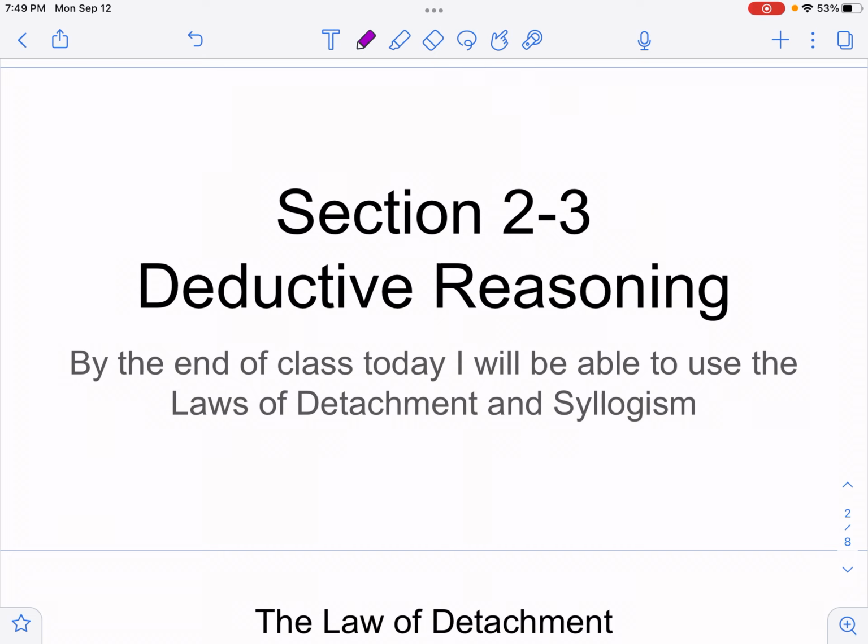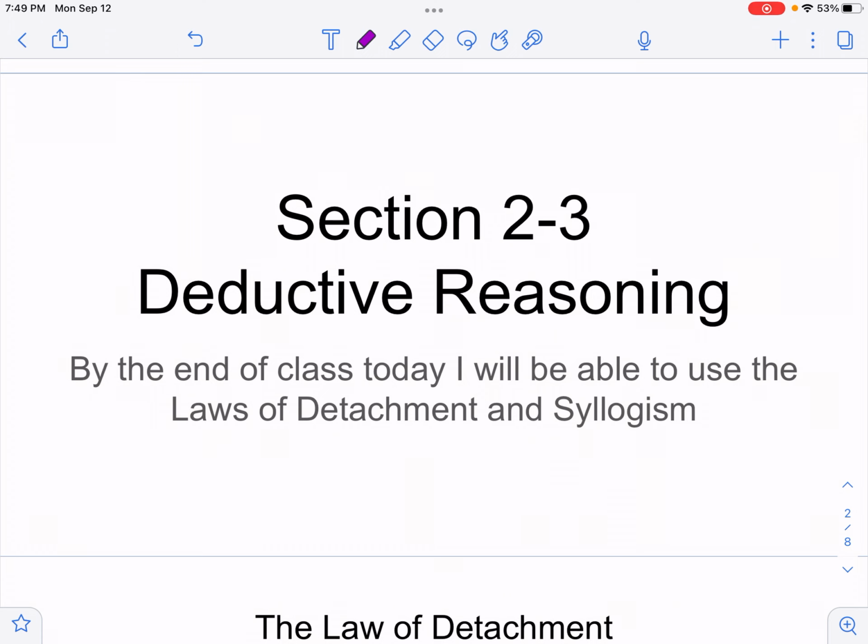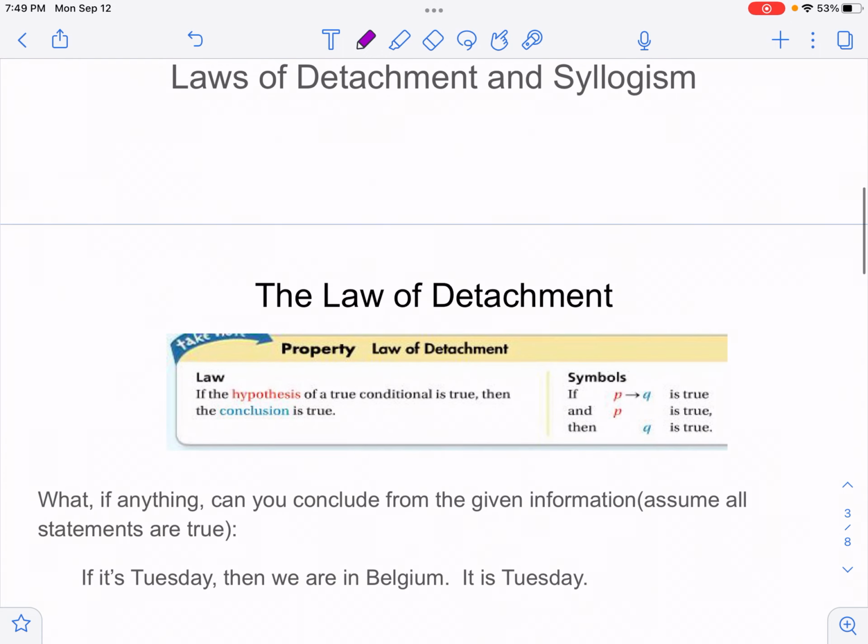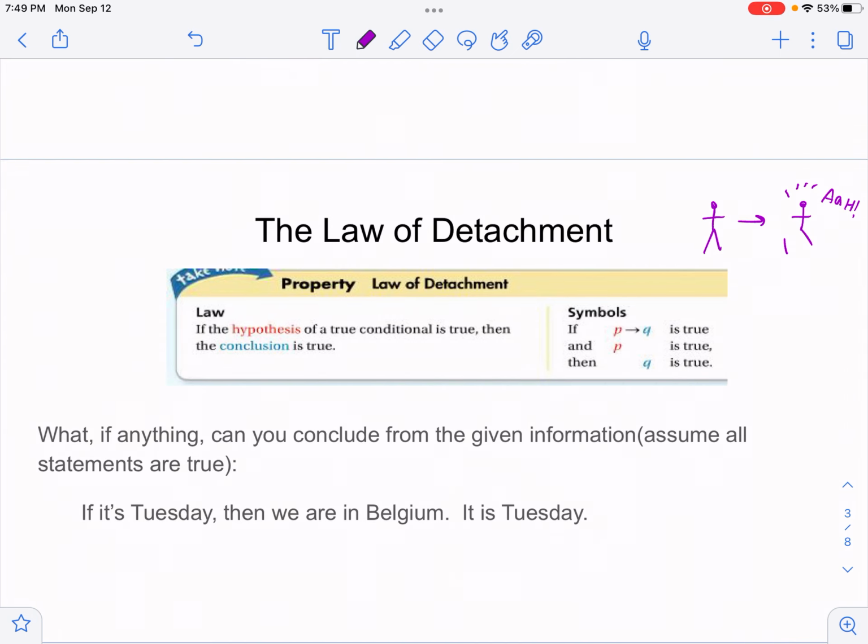Today we're going to be learning about deductive reasoning, which is divided into two things, the law of detachment and the law of syllogism. Firstly, the law of detachment. Now, from its name, you might think that the law of detachment is about detaching things. But no, it's actually about making a conclusion from two separate statements.